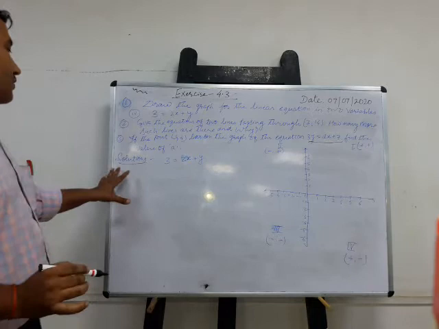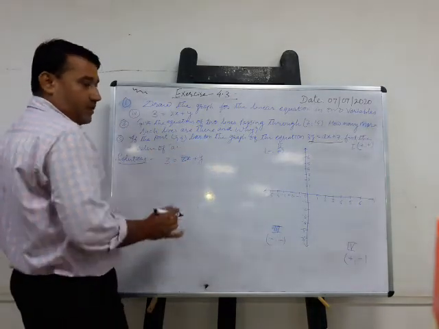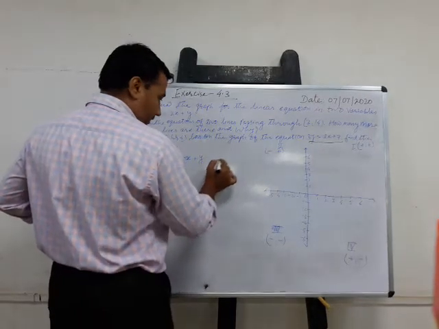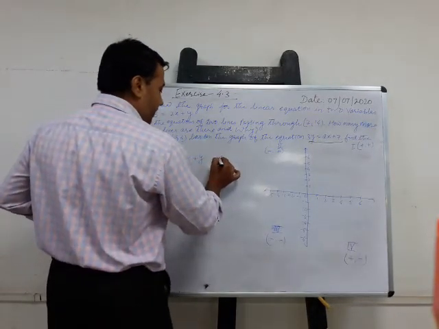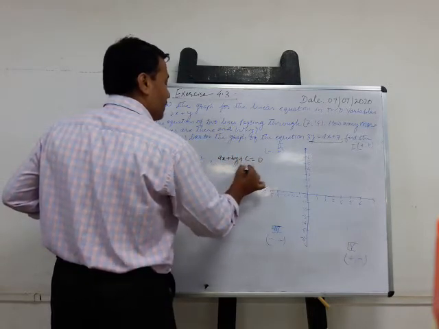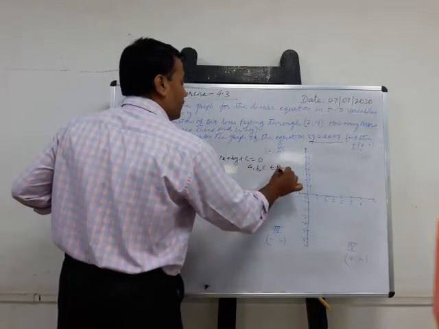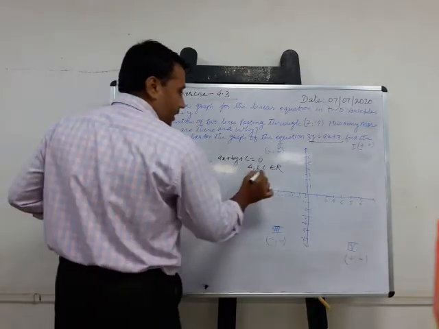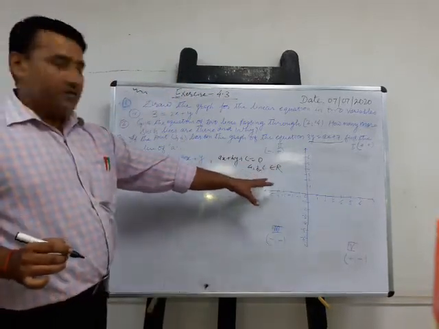So let us start the solution of question number 1, that is, 3 = 2x + y. If you compare it with the standard linear equation in two variables, that is ax + by + c = 0, where a, b, c belong to the set of real numbers and a, b are not both 0.